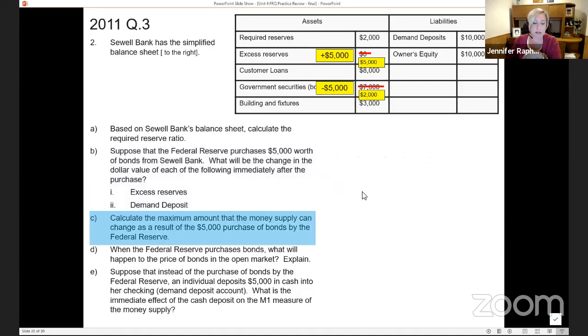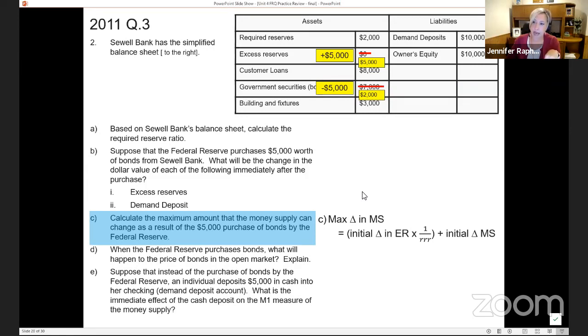All right, then we have to calculate the maximum amount that the money supply can change as a result of the $5,000 purchase of bonds by the Federal Reserve. Okay, so the max change in the money supply is equal to the initial change in excess reserves times the multiplier plus the initial change in the money supply. A shortcut for students is to find the maximum change in the money supply by multiplying it times the initial change in the money supply.